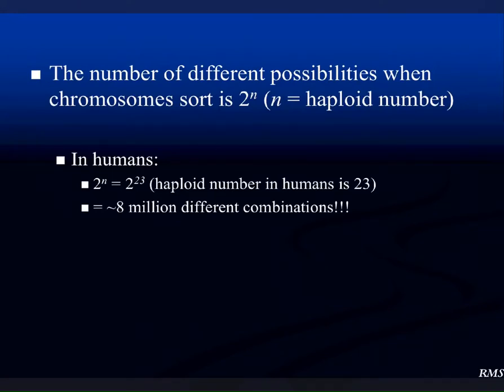Now, when you look at the number of different possibilities, it's 2 raised to the nth power. And that n depends on what the haploid number for the organism is. So for humans, the haploid number is 23. So if we take 2 raised to the 23rd power, that results in 8 million different combinations, meaning that in sperm or egg, there's 8 million different possibilities of the genetic arrangement they could have inside of them.